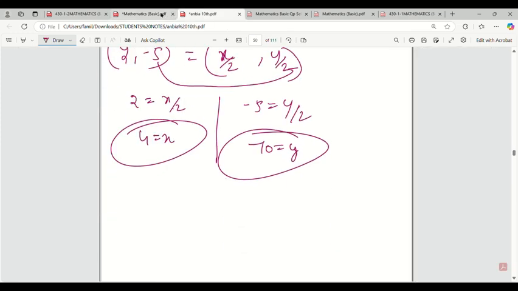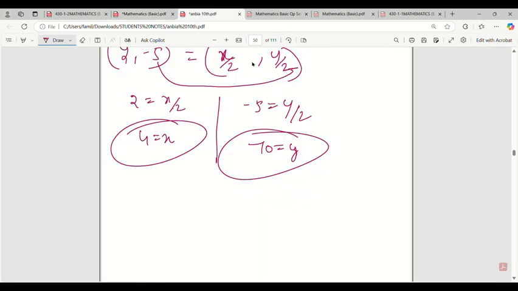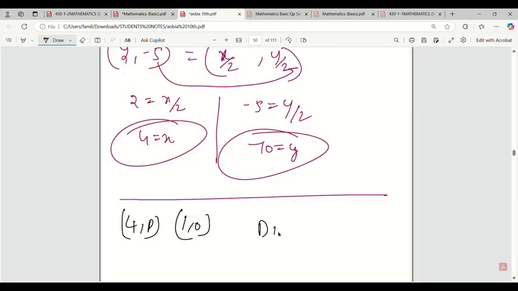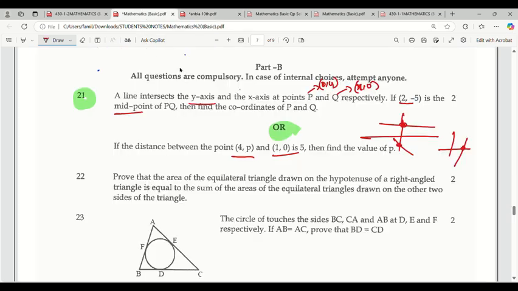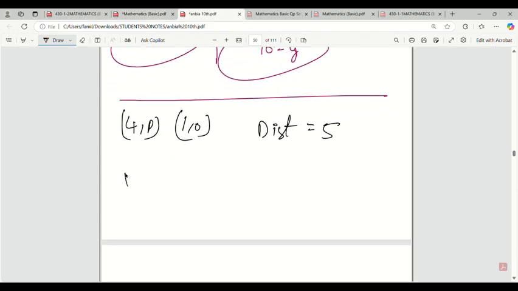Any other thing? Distance between these points, easily you can go for this. How do you have to solve this? The points are 4 comma p and 1 comma 0, right? Find the value of p if the distance between them is 5. Distance is equal to 5. So the value of p.